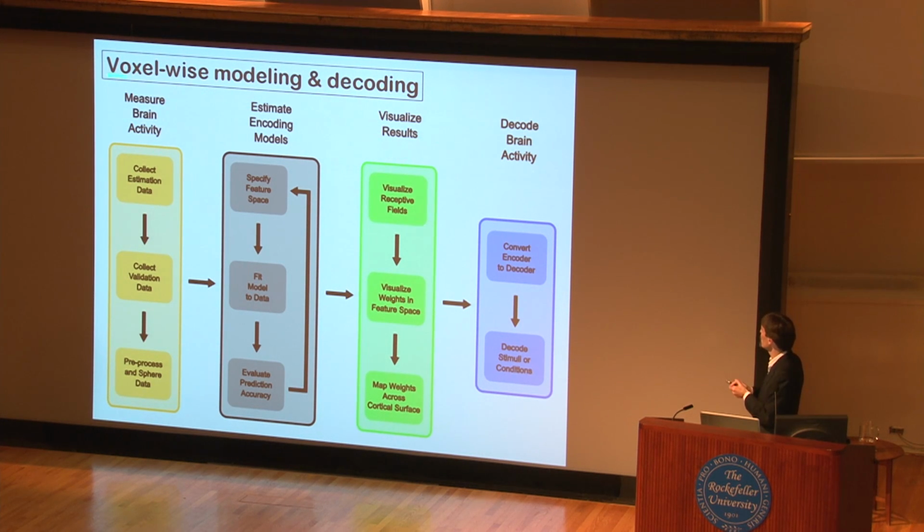So it essentially has 4 stages. We measure some brain activity. We collect a bunch of data sets, one to fit the model, one to validate the model.